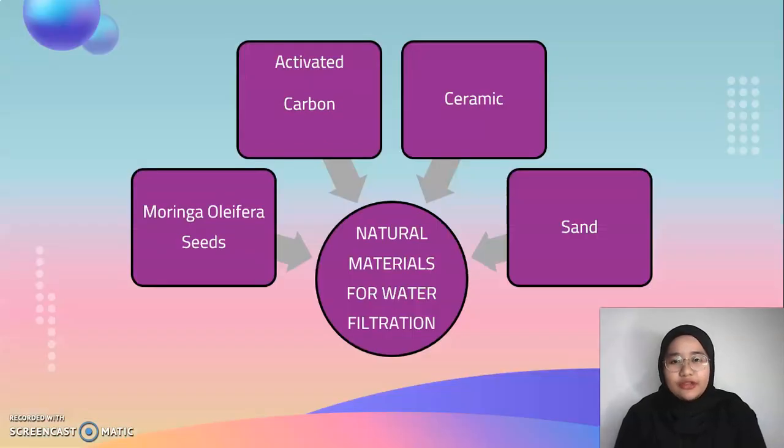Now, we go to the natural organic materials used to filter water. First one is Moringa oleifera seeds. It is used in water treatment because of its ability to reduce turbidity and the presence of microorganisms. Activated carbon is frequently used to remove impurities from water because of its high adsorption capacity for such compounds, which is a result of its huge surface area and porosity.